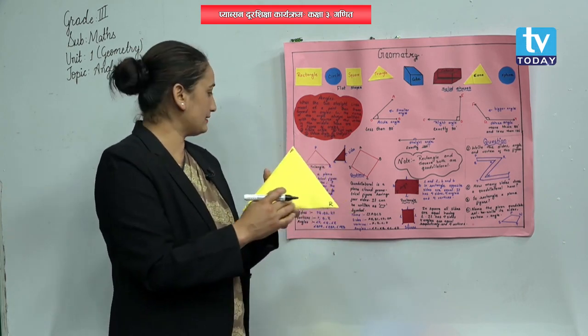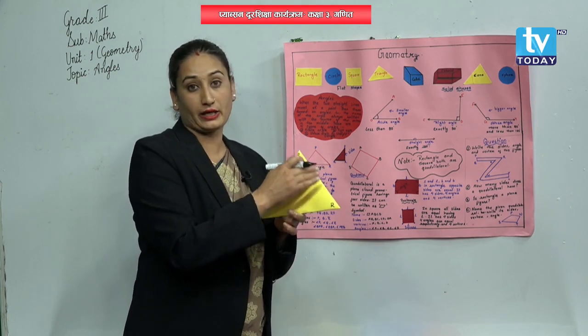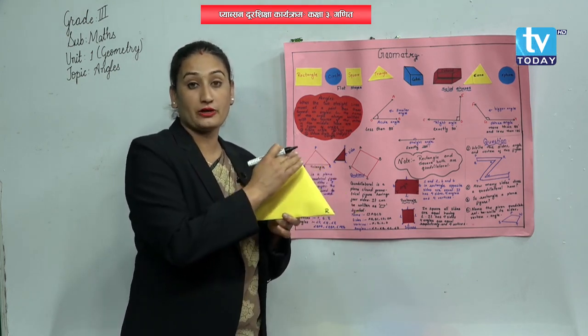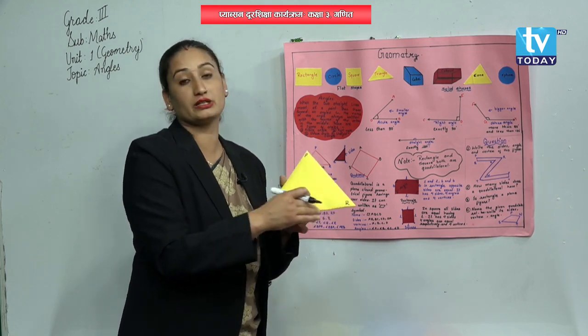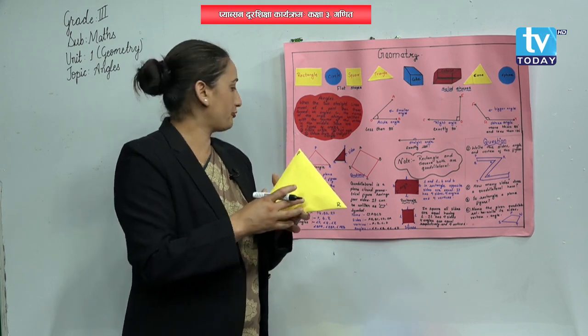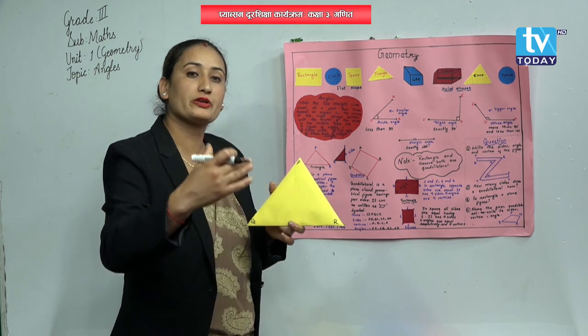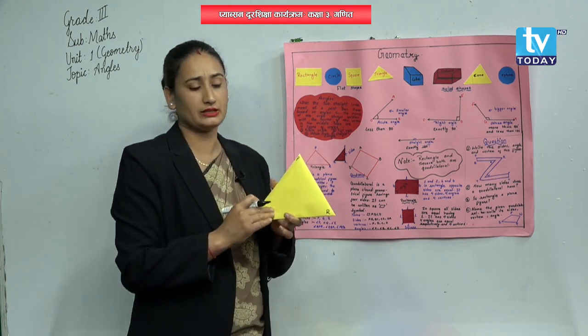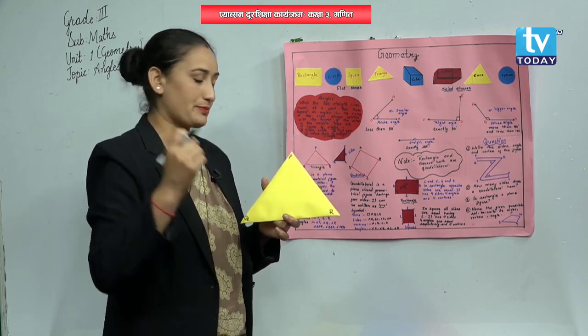Yes. A triangle is a plane closed figure. It's bounded only within three sides, right? Within three straight lines. It's a plane figure, or we call it a plane closed geometrical figure. What do we call it? Plane closed geometrical figure or geometrical shape.